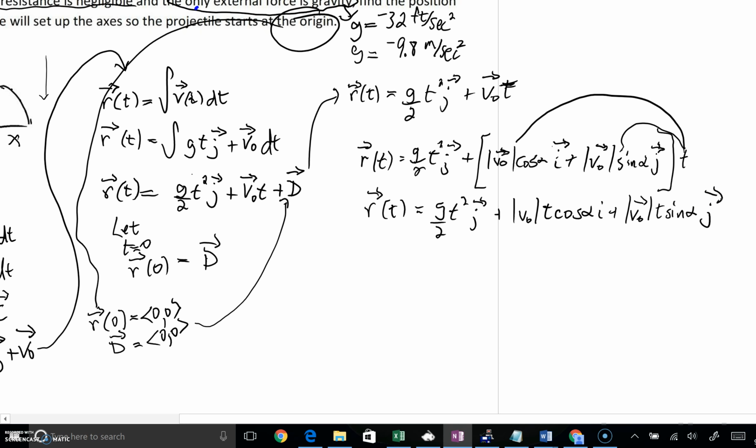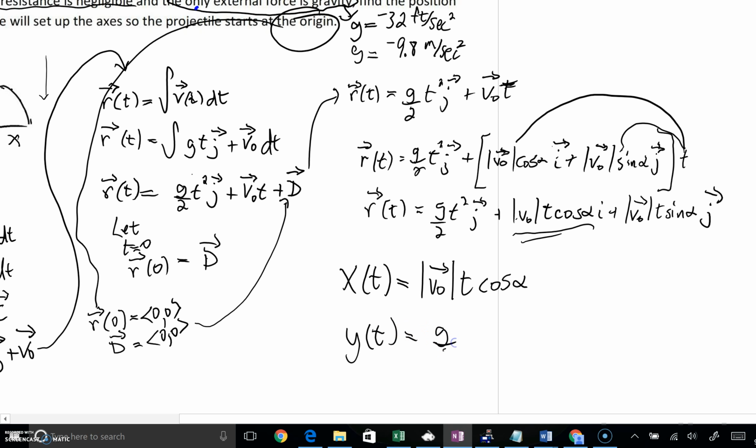Now, of course, we could then just say what's our position function in terms of parametrics. X of t is simply going to be the i component, and that's going to be right here. It's going to be the length of vector v naught times t times the cosine of alpha. This is the horizontal position at any given time. The j's, if you look at the j's, you'll see that we've got g over 2 t squared right here. That's your first part of j, plus the length of your velocity vector times t times the sine of alpha. And that's your y component.